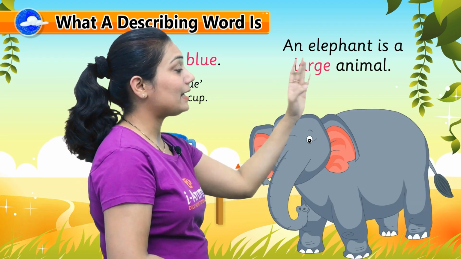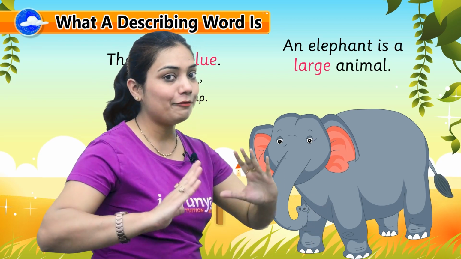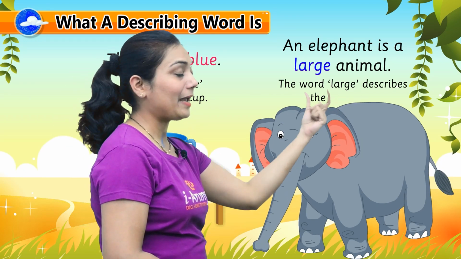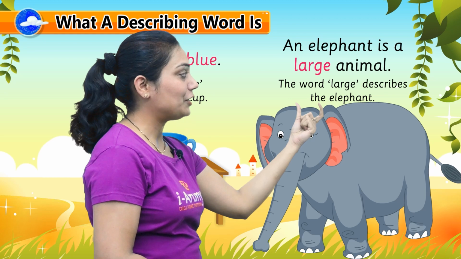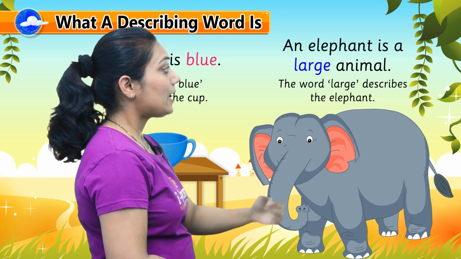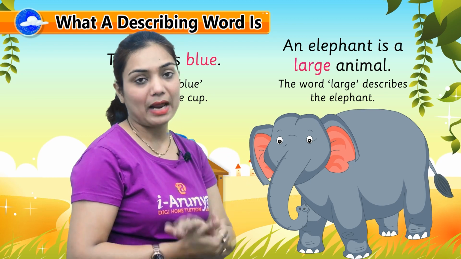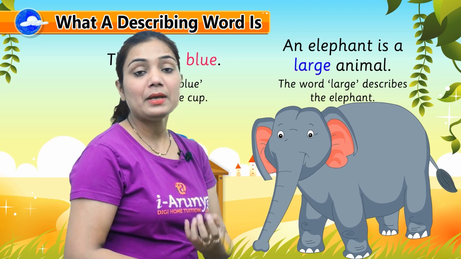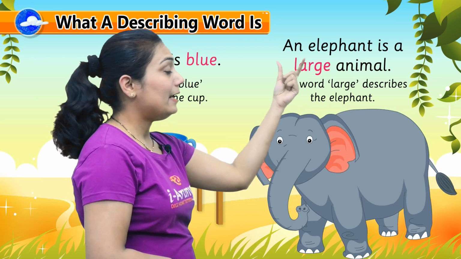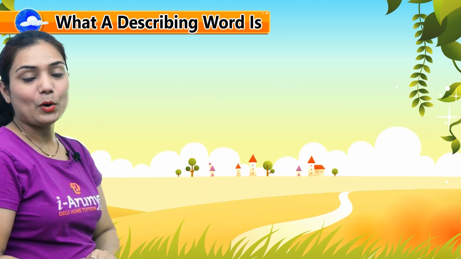An elephant is a large animal. Look at the elephant. As we all know, the elephant is a large animal. So, the word large describes the elephant. यहाँ पे large word किसे describe करता है? Elephant को describe करता है. Means, यहाँ पे large word, elephant की quality or size को describe करता है. It means, it describes the quality or size of the elephant. So, that is why large is a describing word. Alright? Let's see some more examples.